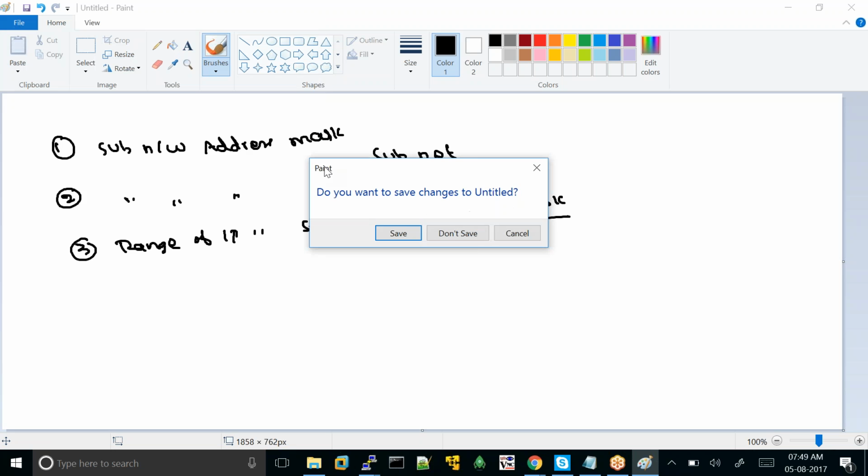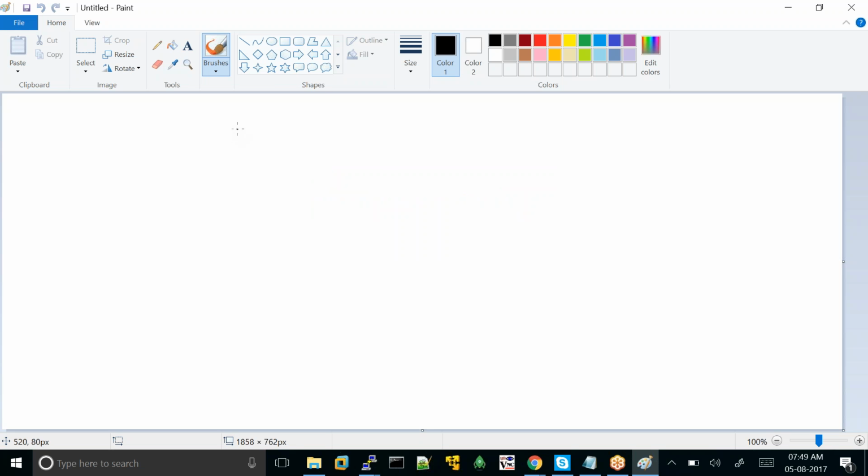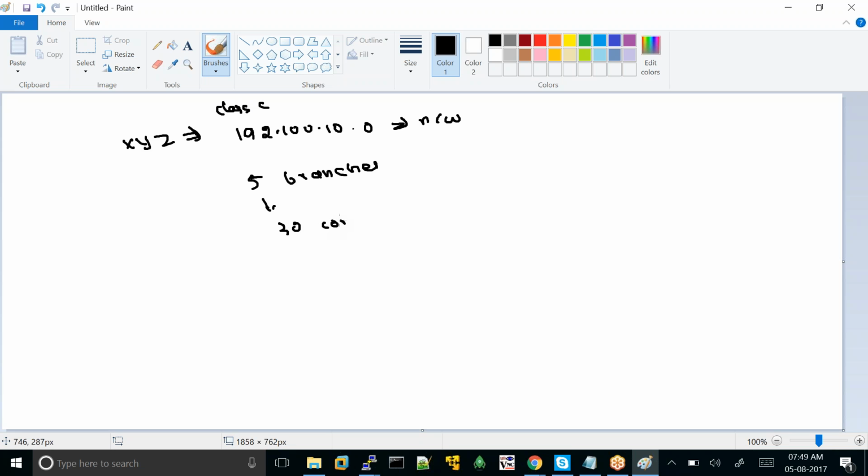Okay, so here let me take a small problem. Given the IP address 192.100.10.0, this is the network part. A company XYZ is assigned a class C IP address. The company has 5 branches. Under each and every branch, we need to have a maximum of 30 computers. This is the scenario given.